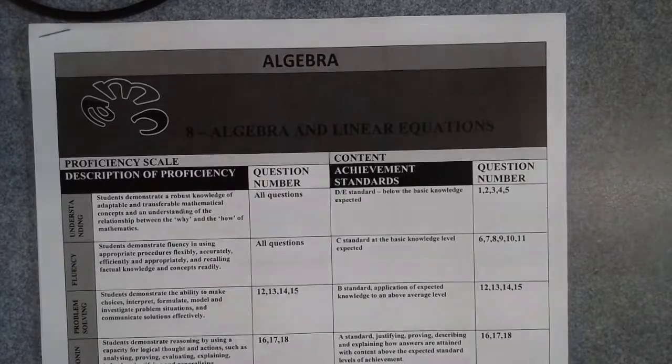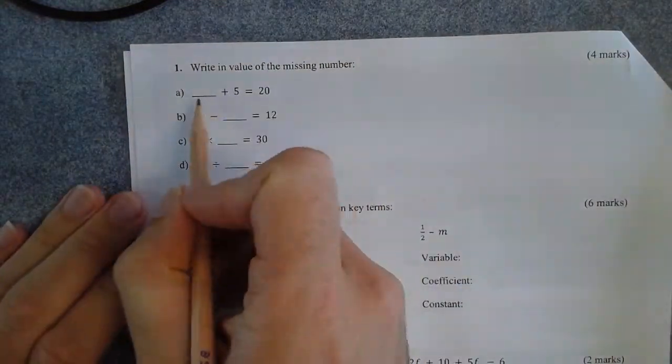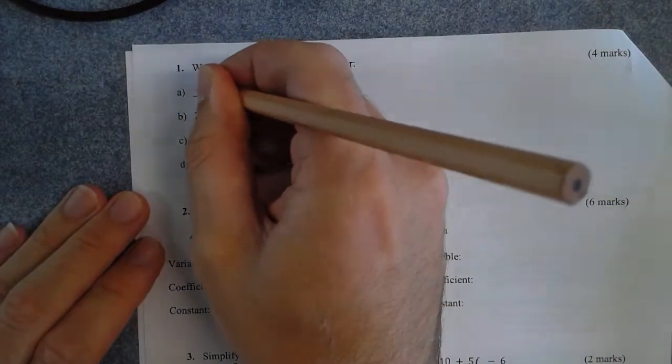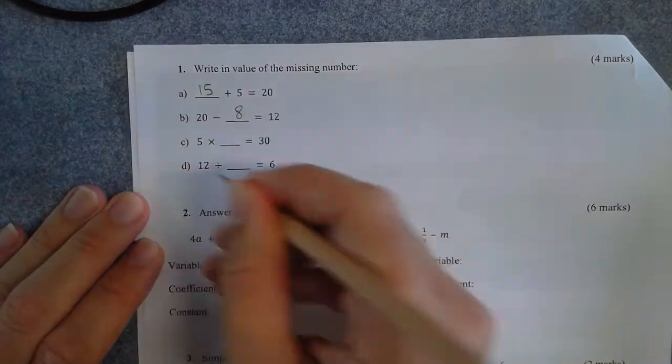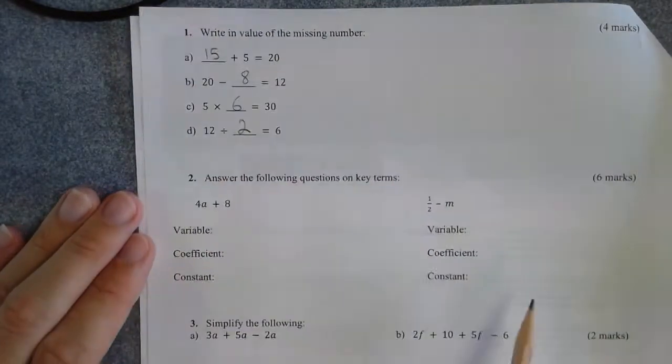Okay, so here's the 8th 2020 exam on algebra and linear equations. Let's get started. Number 1, write the value of the missing number. Okay, so nice good start to the question. So that's obviously going to be 15, 8, 6 and 2. Just as a nice little warm up there.